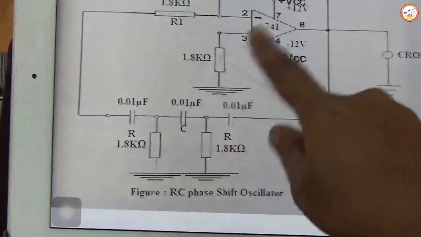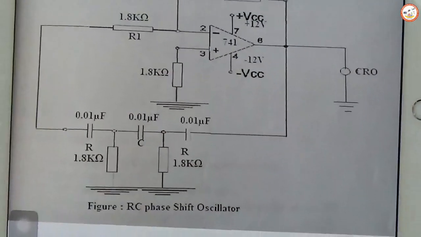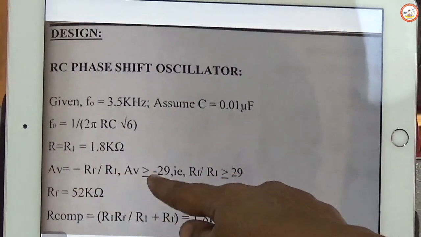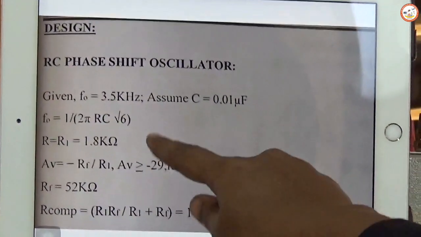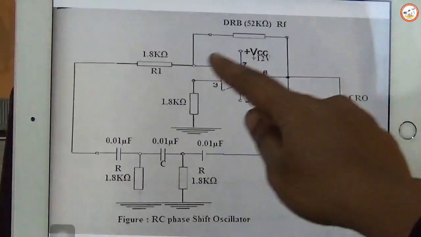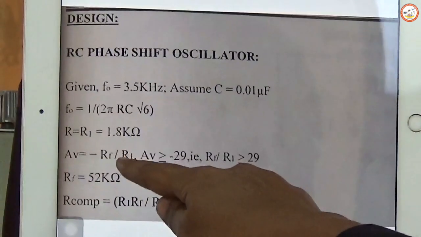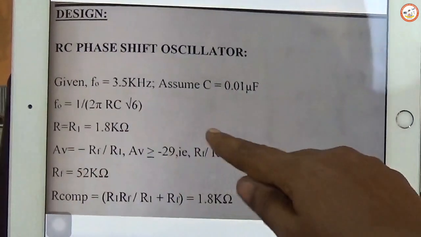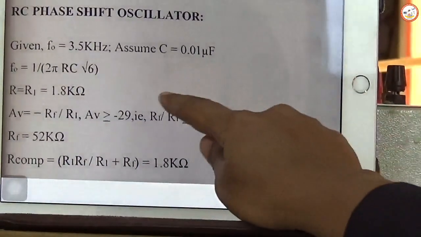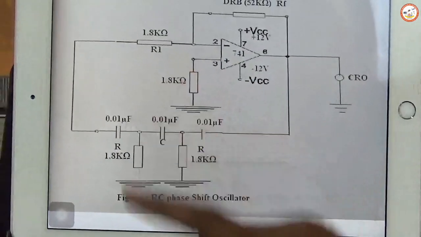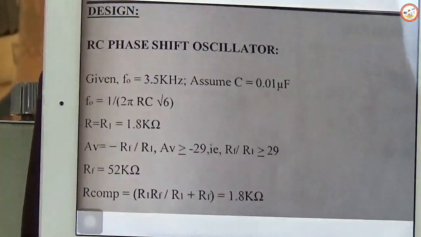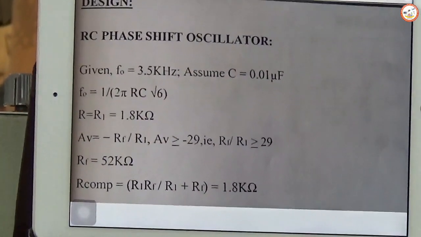Coming to another condition, as we know, A beta must be greater than or equal to 1. In order to satisfy that condition, the gain must be greater than or equal to 29. The gain of an inverting amplifier is defined as the feedback resistor to the input resistor. Here in this case it is RF and R1. The ratio of RF to R1 must be greater than or equal to 29. With that selection you will get a feedback resistor of 52 kilo ohms. Another resistor which we connect at the third terminal is 1.8 kilo ohms. The reason is for compensation. The value of that compensating resistor is for compensating DC offset voltages.